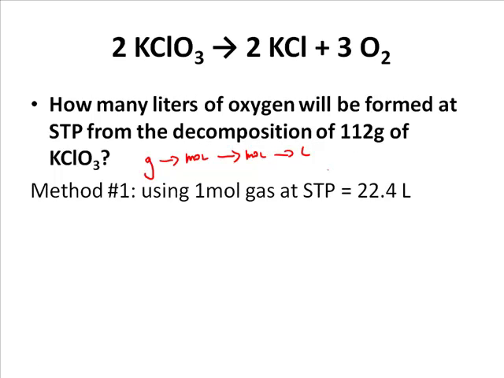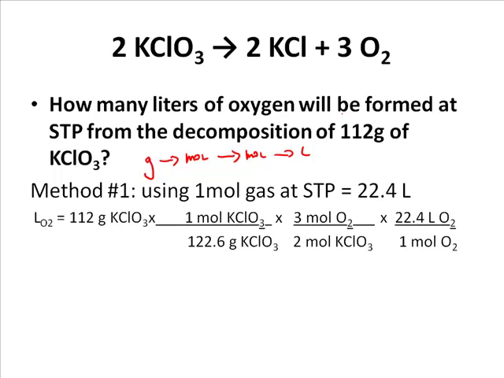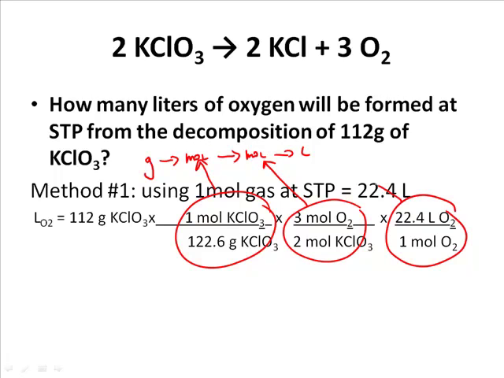So method 1, you use STP, and we know that 22.4 liters is equivalent to 1 mole of gas. So when we do that, we go ahead and set it up. Here's my conversion to moles. Here's my conversion to moles of what I want. And here's my conversion to liters. And when I solve, I get 30.7 liters of oxygen.